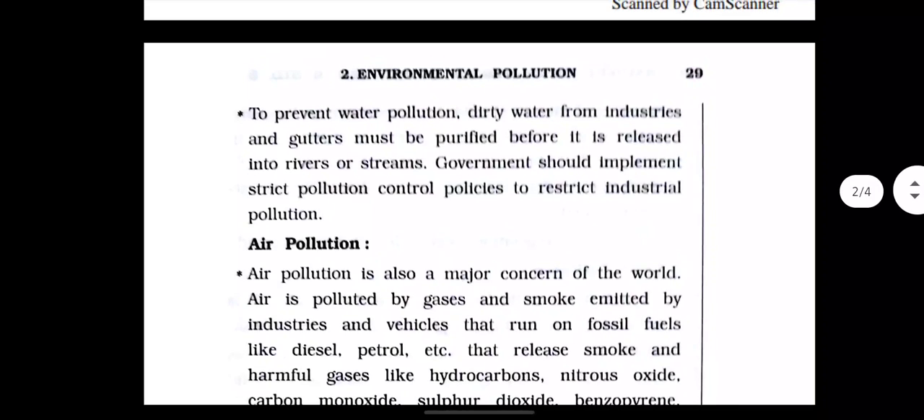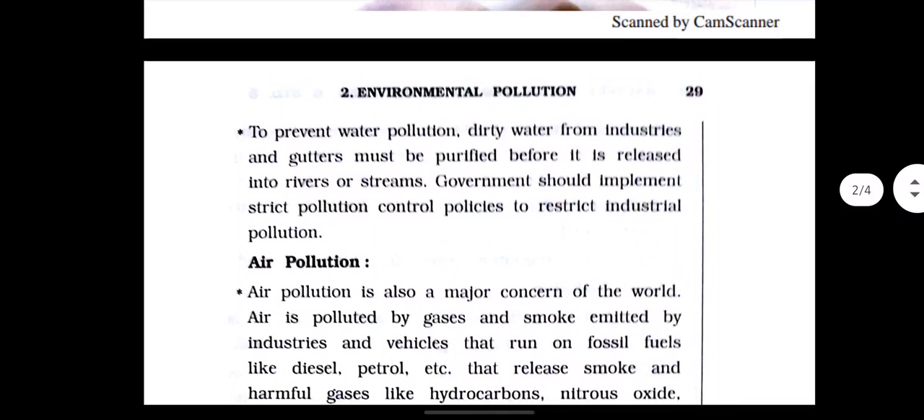Let us see one more point in that. To prevent water pollution, dirty water from industries and gutter must be purified before it is released into the rivers or streams. Government should implement strict pollution control policies to restrict industrial pollution. So these are the measures how we can control water pollution.